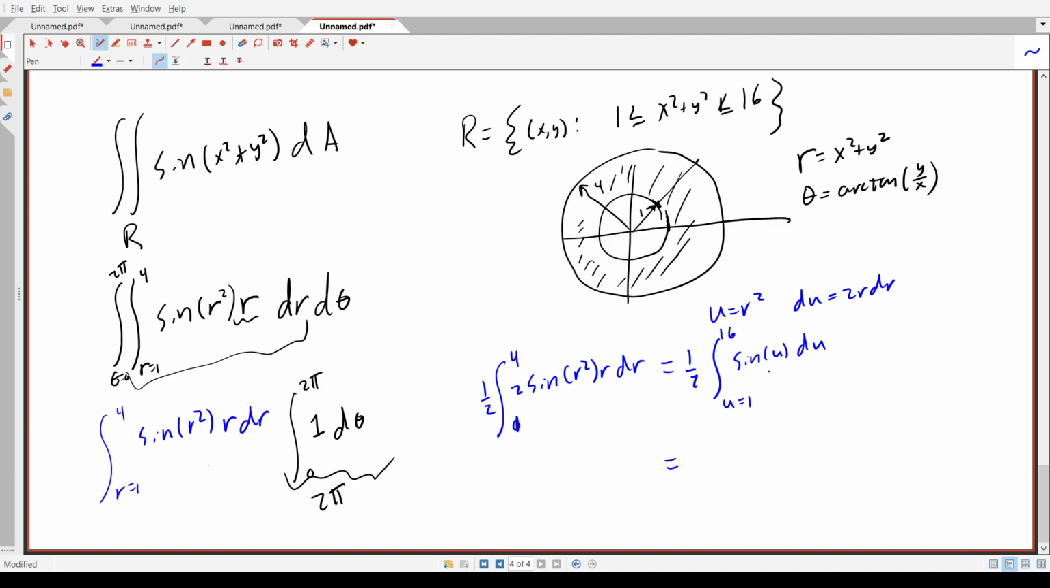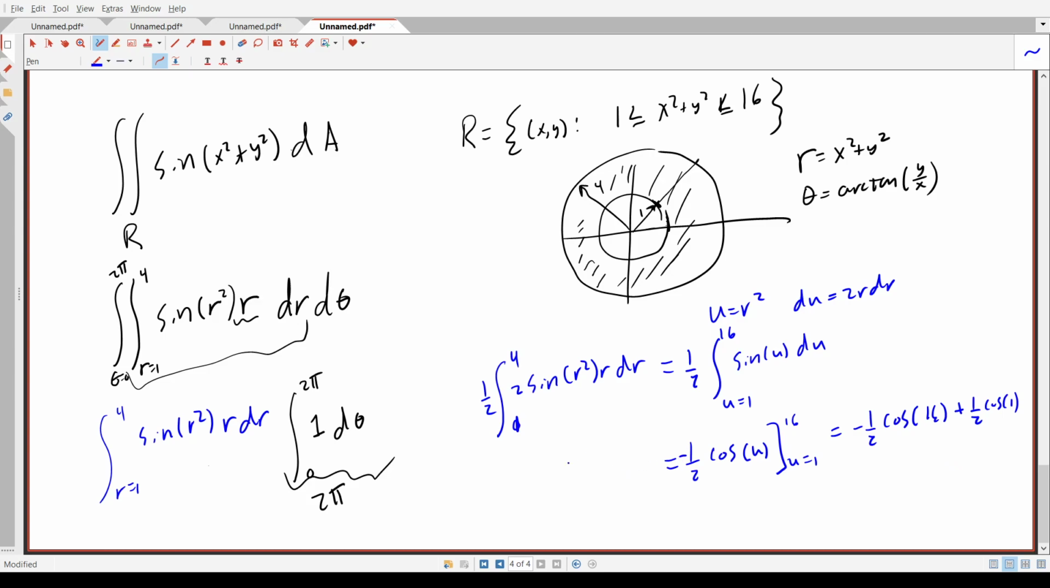The integral of sine is negative cosine from u equals 1 to 16, which is negative 1 half cosine of 16 minus, that's going to be plus 1 half cosine of 1.